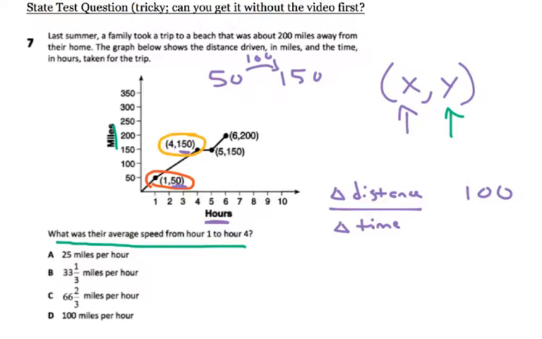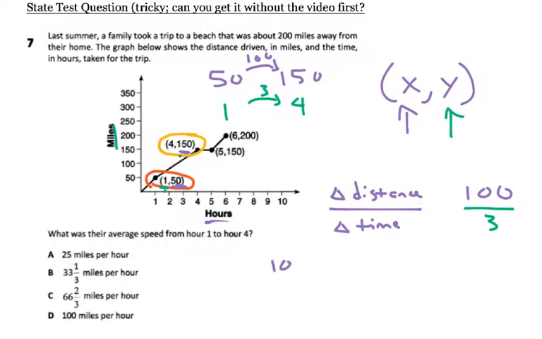Now let's think about how much time that was. Well, it's not 4 hours because we're not starting from 0. We're saying starting from hour 1, how much time has passed from hour 1 to hour 4. So from hour 1 to hour 4, that's a change of 3 hours. So basically, in those 3 hours, they went 100 miles. And if we divide those two, we're going to figure out their average speed.